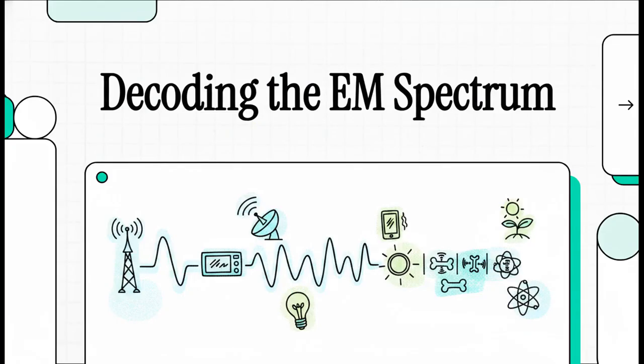Welcome to this explainer. Today, we are going to completely demystify the unseen forces that power our world. We're decoding the electromagnetic spectrum. And just to put things into perspective right out of the gate, the visible light that we actually see with our own eyes makes up less than a fraction of a percent of the entire spectrum. It's wild. So, we're going to break down the science of how these incredible waves travel, how we harness them, and what they actually mean for living things.